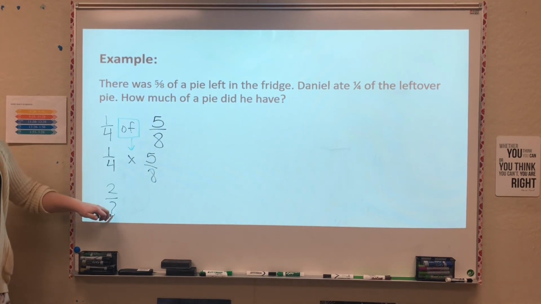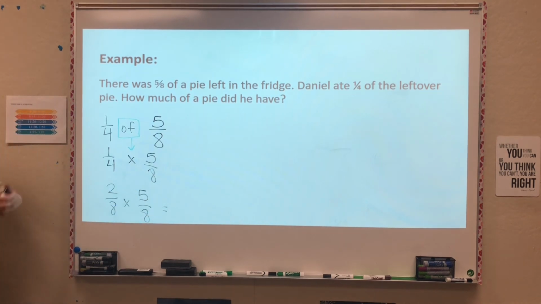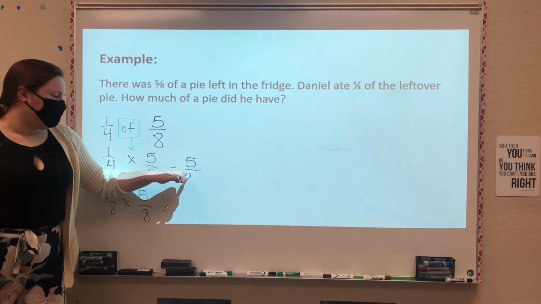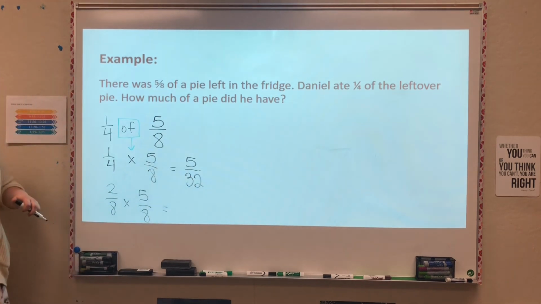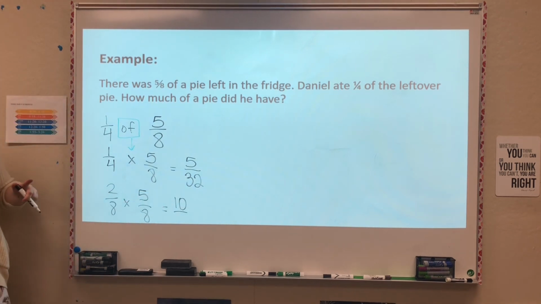2/8 times 5/8. Let's do both. So here, which one do we want to start with? The first one? Okay. So here, if I'm multiplying, what do I get? 5/32. 5/32 of a pie. And then the second one? So it'd be 10/8. You have to multiply it all together. Oh, yeah. Okay, so 10/72. Wait a minute. Not 72. 64.